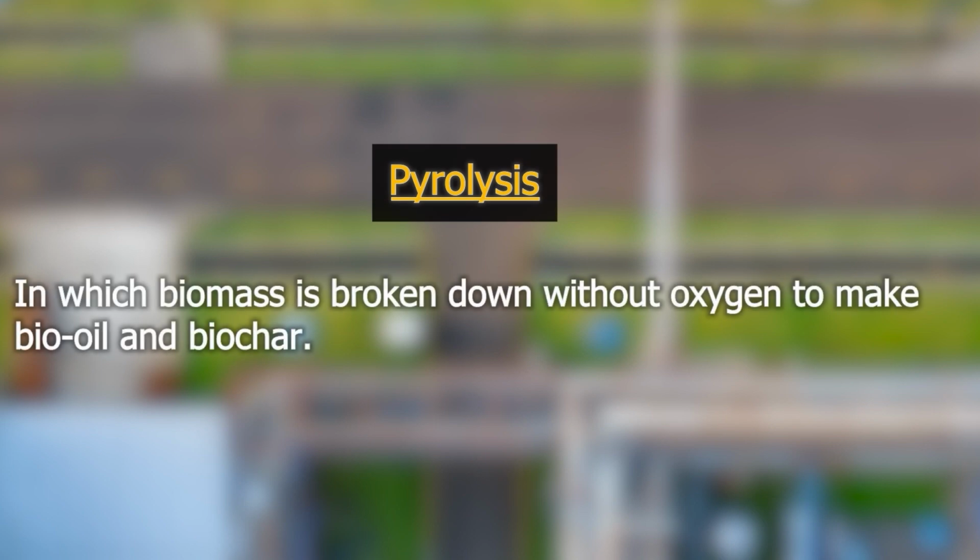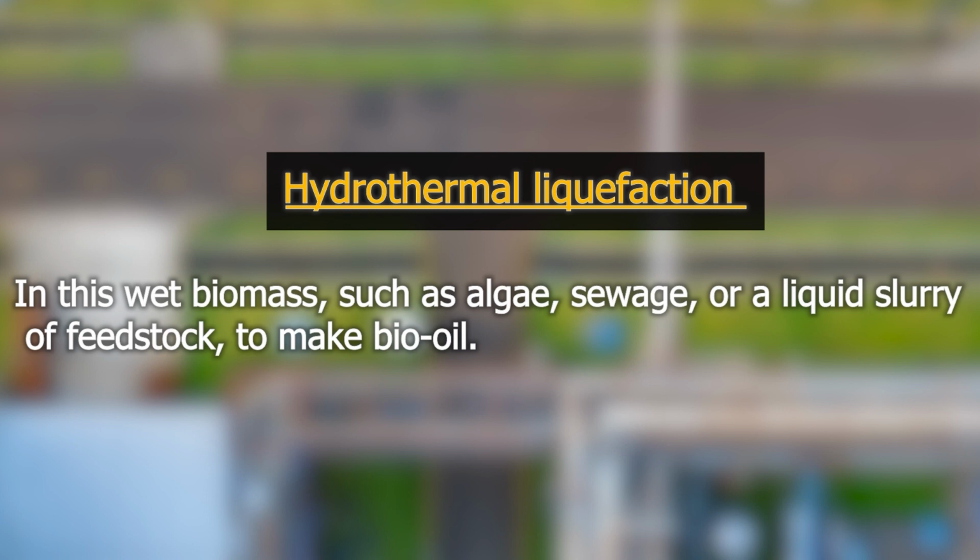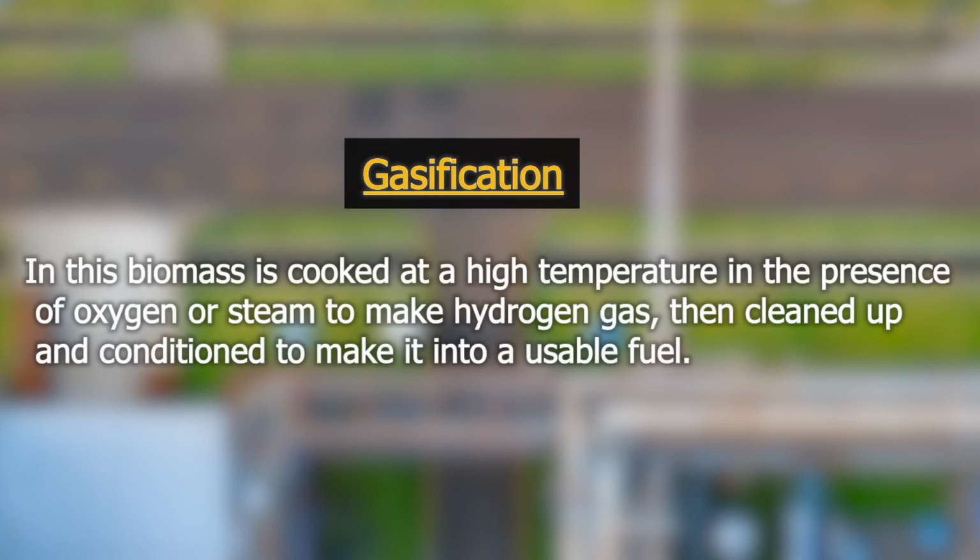To make biomass into liquid or gaseous fuels, biofuels must be converted from their original forms. The most basic way to do this is through fermentation of crops that are high in sugar or fat into ethanol, which can be mixed directly with gasoline to power cars. Pyrolysis, in which biomass is broken down without oxygen to make bio-oil and biochar. The next one is hydrothermal liquefaction. In this, wet biomass such as algae, sewage or a liquid slurry of feedstock is used to make bio-oil. Gasification, in this biomass is cooked at a high temperature in the presence of oxygen or steam to make hydrogen gas, and then cleaned up to make it into a usable fuel.